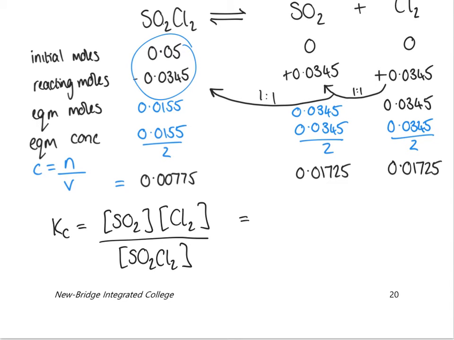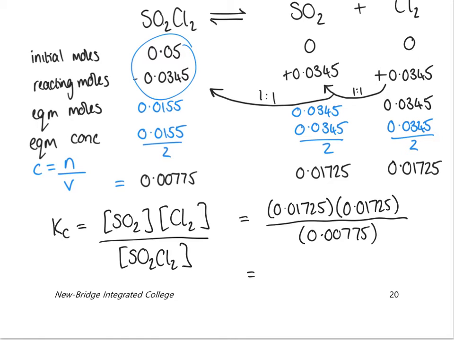Okay, then just plug in your values. So the equilibrium concentration of sulfur dioxide is 0.01725. Concentration of chlorine is 0.01725. And the equilibrium concentration of your SO2Cl2 is 0.00775. Work that all out and you should get 0.0384. And then I think to myself, what are my units? Well, I worked that out at the very, very start, and that is moles per decimeter cubed.